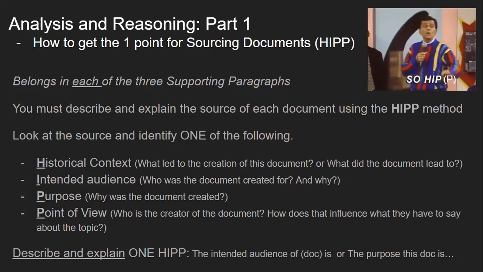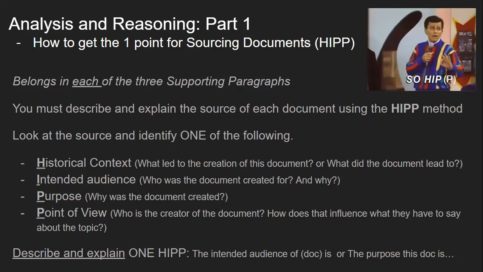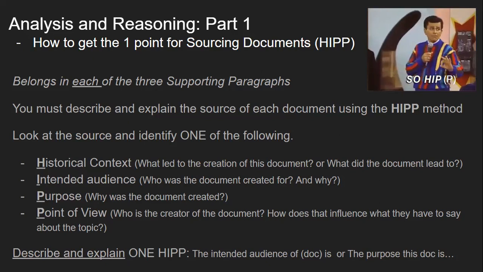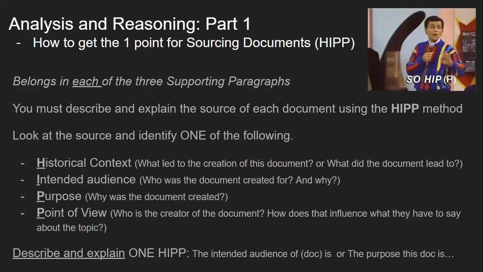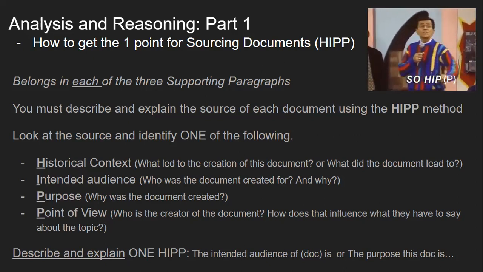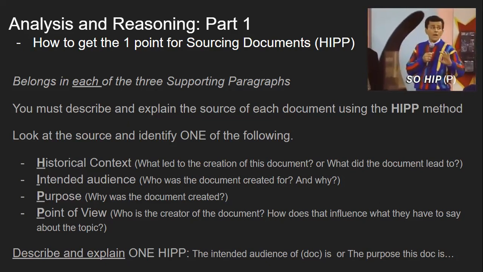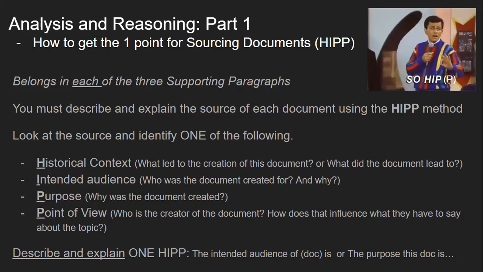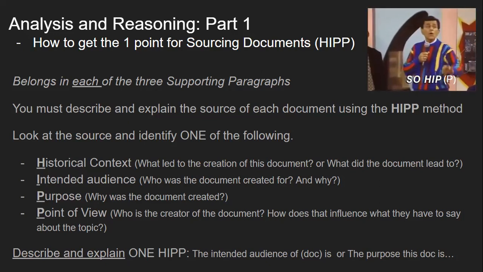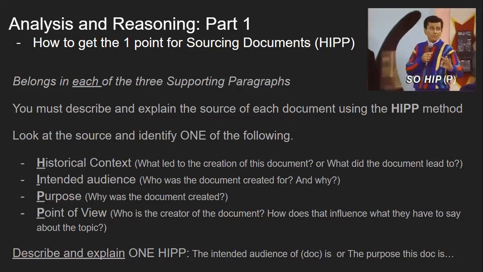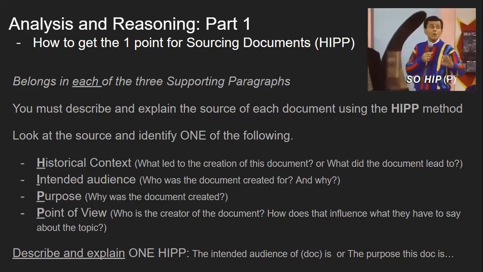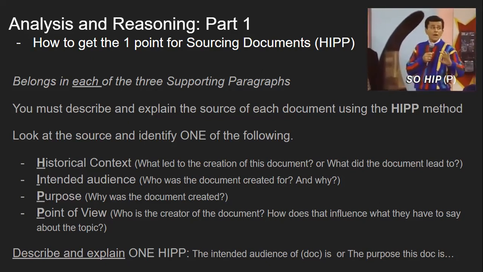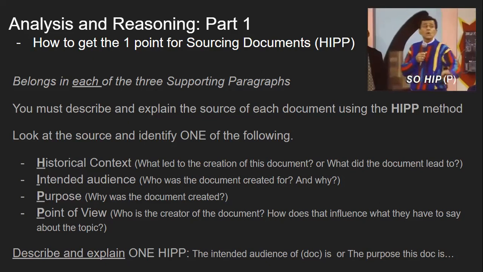Point of view, I would say, is kind of the most tricky one, and I would stay away from that one if I were you, but if you want to use it, you can. Point of view is basically, who created the document and how does who they are influence what they have to say about the topic. So I'm going to use an example outside of the progressive era one because I think it's a little bit cleaner. But let's say that there was a document and you read it, and it was a letter written to President Eisenhower about how important it was to support the desegregation of schools.